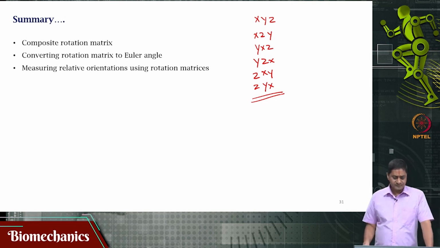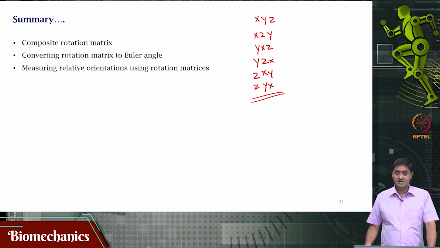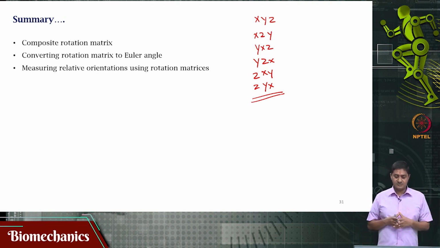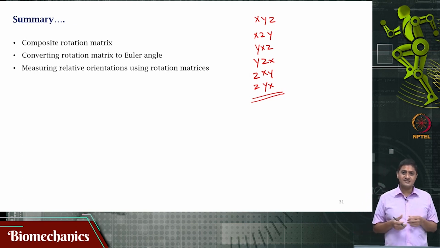So, we will stop here. In this video, we looked at composite rotation matrices, how to convert a rotation matrix to Euler angles, and how we can use rotation matrices to find relative orientations. And we also just touched upon one example of the case of gimbal lock.